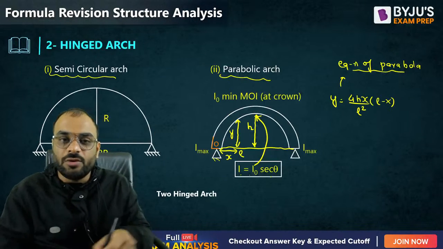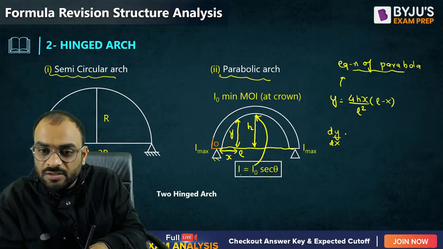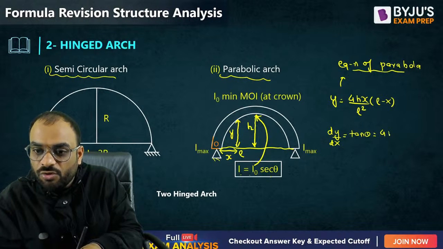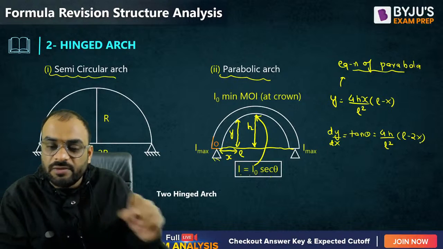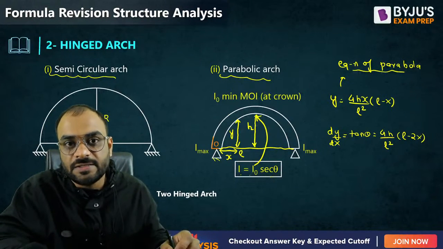Now guys, how you can calculate the theta? You need to take the derivative of this equation. So dy by dx is equal to tan theta, and tan theta can be written as 4h by L square bracket L minus 2x. This will be our formula to calculate the theta, right, at any distance x.